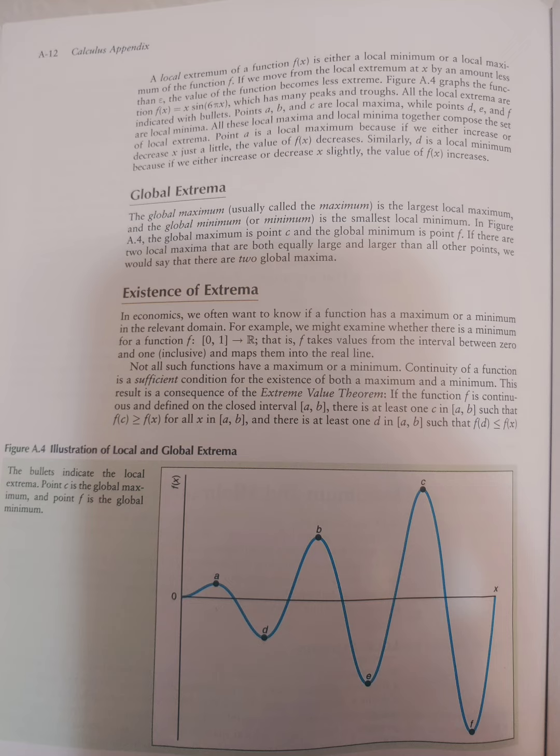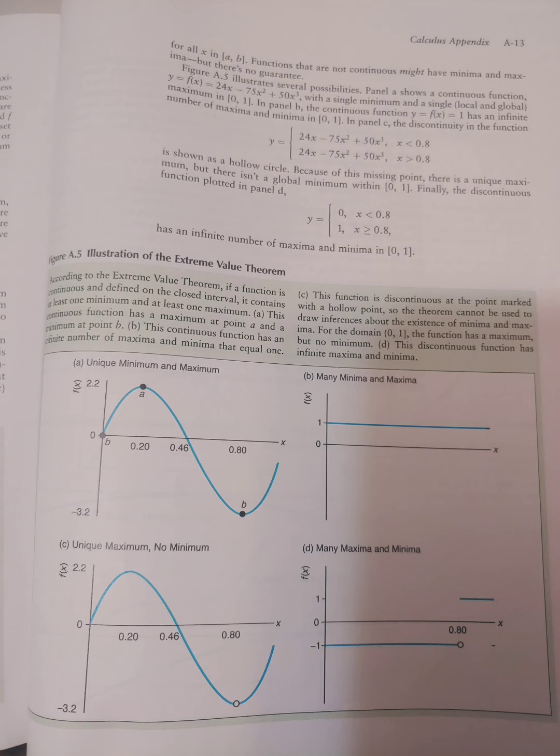This continuous function has a maximum at a point A and a minimum at point B. This A is a unique minimum and maximum. Figure B is many minima and maxima. This continuous function has an infinite number of maxima and minima that equal 1. C, unique maximum, no minimum.